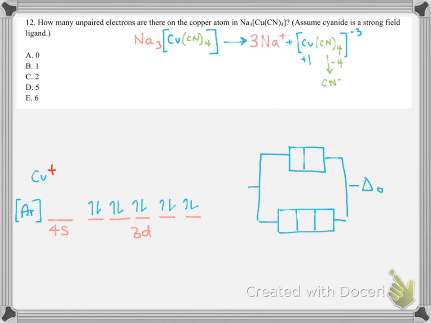Okay, so I have 10 electrons to put into my diagram. And they say it's a strong field ligand, so we're going to have a low spin. And so when I fill this in, I can do 1, 2, 3, 4, 5, 6, 7, 8, 9, 10. And so then we can see we have 0 unpaired electrons.